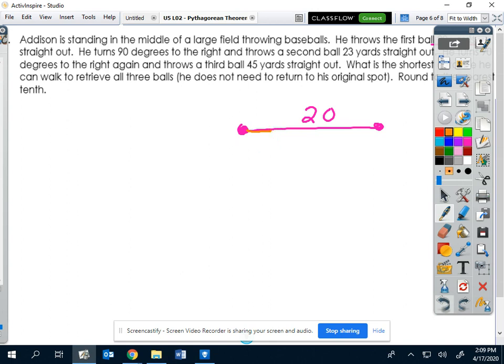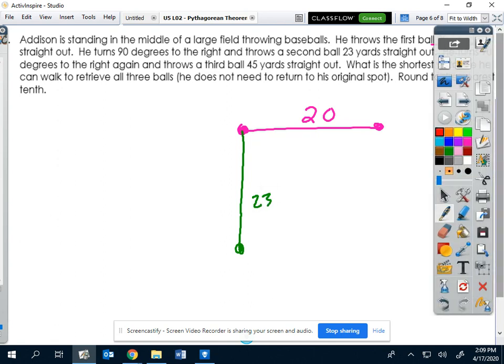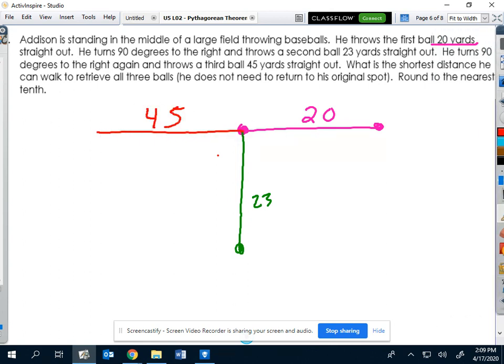So we turn 90 degrees to the right and we throw another ball 23 yards straight out. So this time we throw this direction, 23 yards straight out. He does it again. He turns another 90 degrees this direction, right? And when he turns that direction, he throws it 45 yards. So 45 yards all the way out to here, okay? So he's now thrown 3 different baseballs.